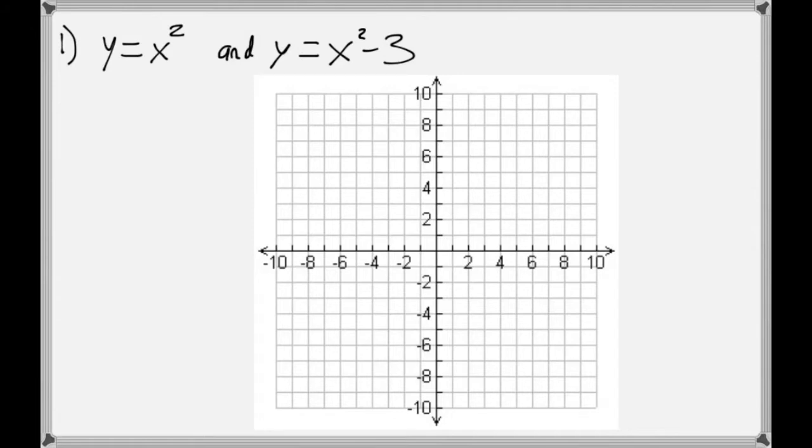So if you look at number 1, we have y is equal to x squared and y is equal to x squared minus 3, and we're supposed to graph both of these and then describe the transformations used to obtain the second graph from the first graph. So on my calculator I graph y is equal to x squared, and then in y2 I graph x squared minus 3. So this is my y1 and that's my y2.